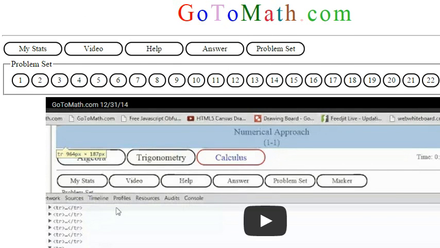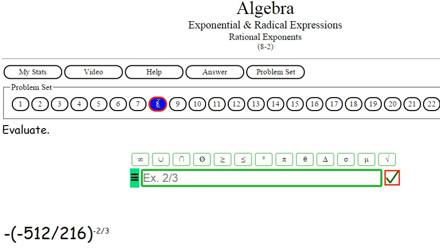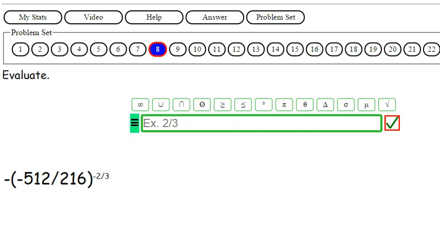Okay, we're at gotomath.com. Click on the algebra. Let's go to rational exponents, and we're looking at 8.2. Ew, what is that? Negatives. We got negatives and more negatives. 216. Negatives, negatives, and negatives.